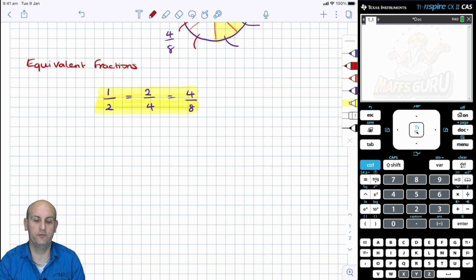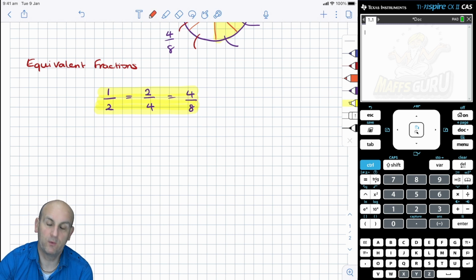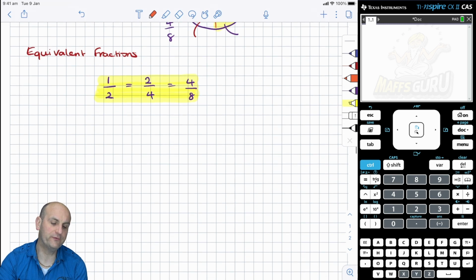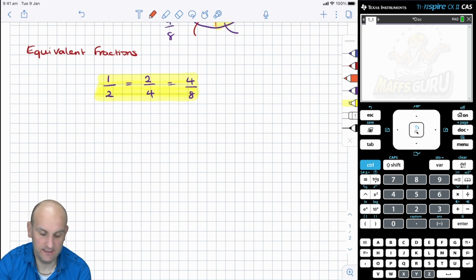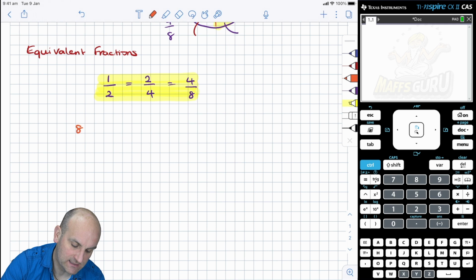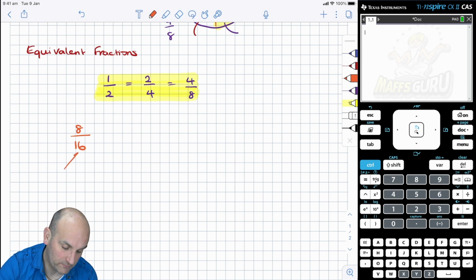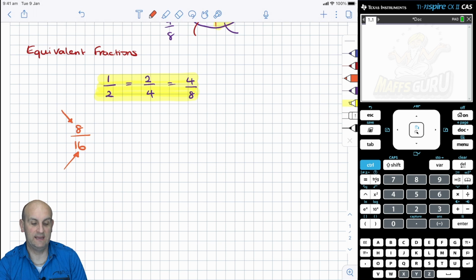Now, how on earth do we know they are equivalent? Well, we could draw diagrams. That is certainly one way. But we use a process called cancelling down to check whether they are equivalent. So if I had got my pizza guy to actually do 8 out of 16. Now all I'm imagining there is he's cut my pizza into 16 slices, right? So this is the total number of slices here, and that is the amount I'm getting. That's the proportion I'm getting, 8 of them. How do I cancel this down?